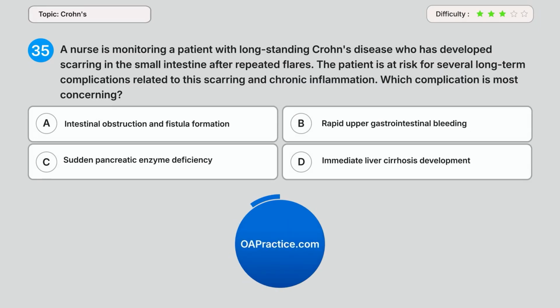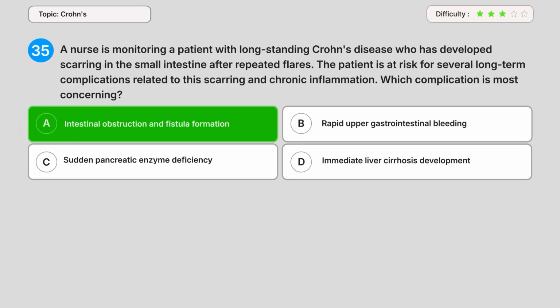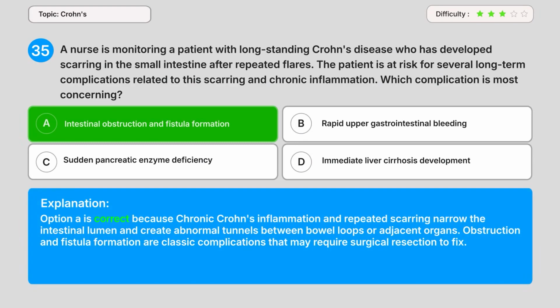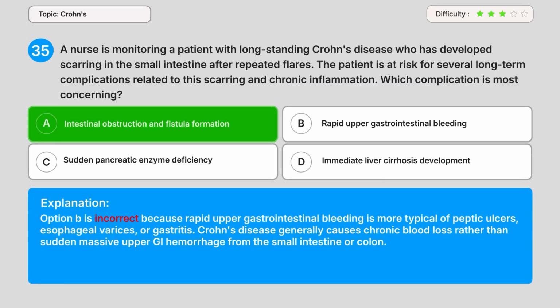Correct answer: A. Intestinal obstruction and fistula formation. Chronic Crohn's inflammation and repeated scarring narrow the intestinal lumen and create abnormal tunnels between bowel loops or adjacent organs. Obstruction and fistula formation are classic complications that may require surgical resection to fix. Option B is incorrect, because rapid upper gastrointestinal bleeding is more typical of peptic ulcers, esophageal varices, or gastritis. Crohn's disease generally causes chronic blood loss rather than sudden massive upper GI hemorrhage from the small intestine or colon.